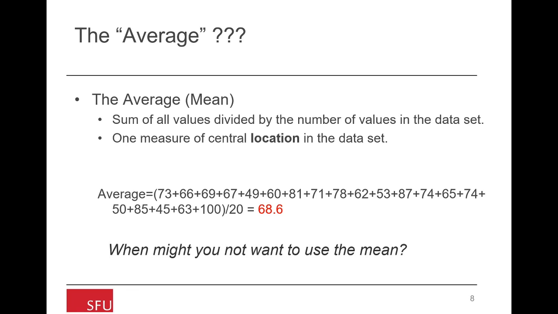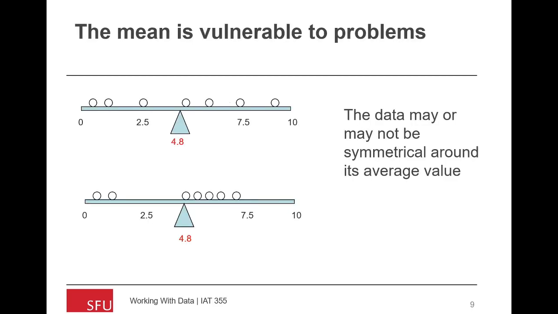Now, what I'd like you to do is to think about when you might not want to use the mean. I'll give you a couple of seconds to think that through. Okay, one of the drawbacks of the mean is that it is vulnerable to certain types of problems. So here we have a visual representation of a couple of very small data collections. And in this one, and in this one, the mean computes to 4.8.